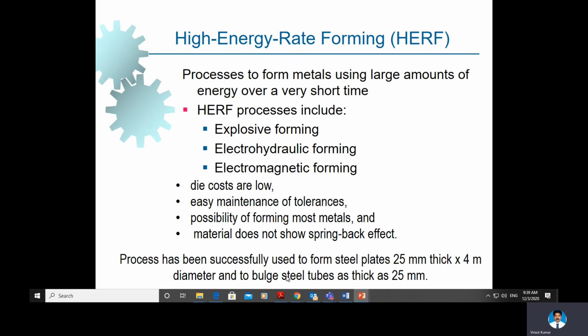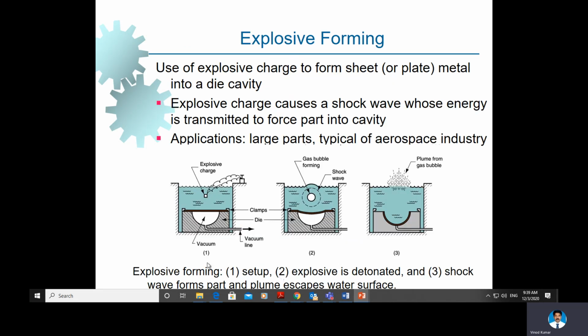These are some of the applications of high energy rate forming, and let us see how it works. As I explained before, high energy for a very short period of time, an explosive charge will be there. It is in water, and there is a die, and air is pumped from the die. It is under vacuum, meaning very low pressure, so pressure from this side would be very less, and if the pressure on the upstream side and the top side is more, there will be a higher pressure difference which will allow the metal to bend.